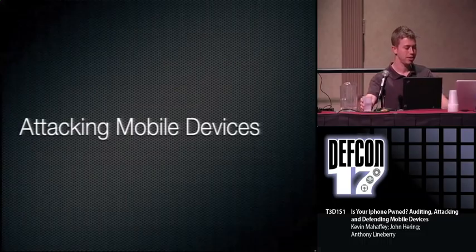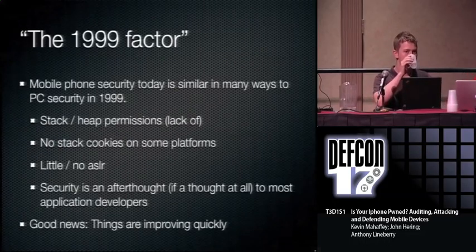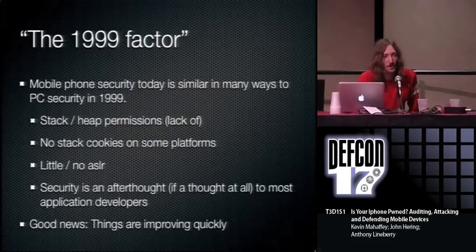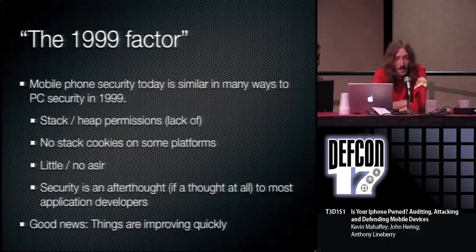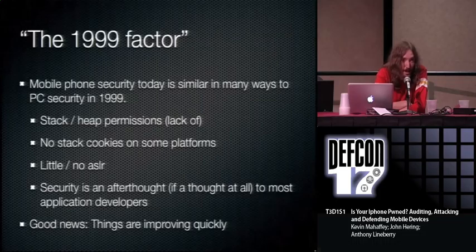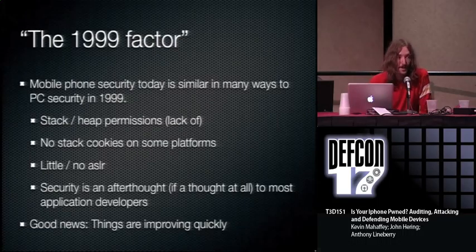So let's talk a little bit more about attacking mobile devices now. I'm going to paint a picture of the mobile landscape as far as attacking goes. It's what we like to call the 1999 factor, because the state of mobile security right now, as far as the code goes, is very, very similar to how code was back in the late 90s, if any of you did any hacking back then. So we didn't have heap and stack protections back then. X86 back in the day did not have non-executable bits for pages. ARM does. They have the XN bit, the execute never bit.